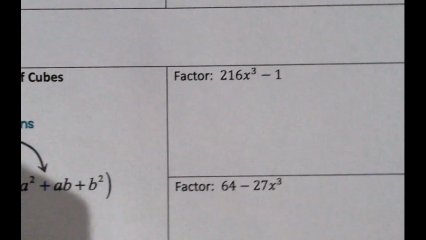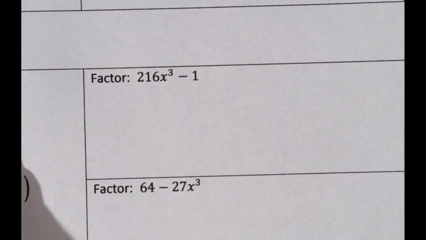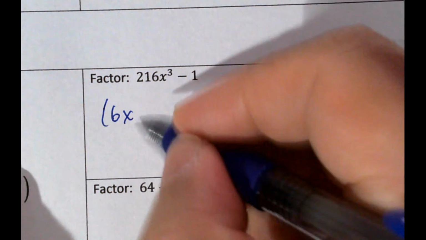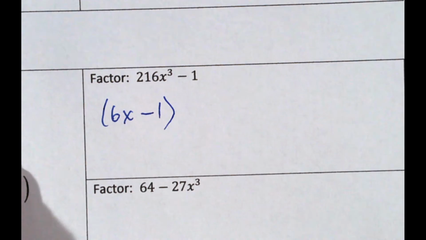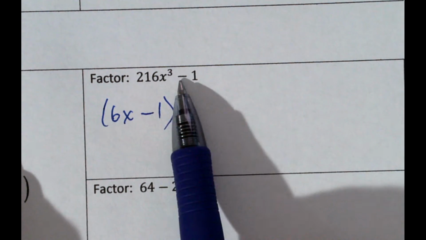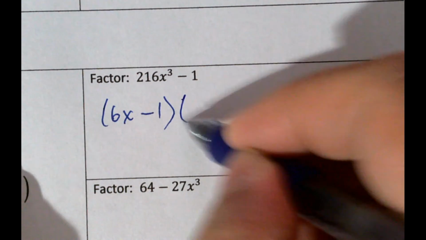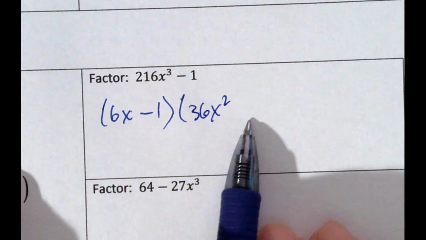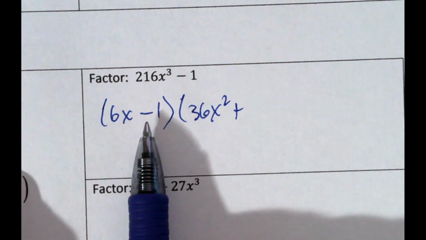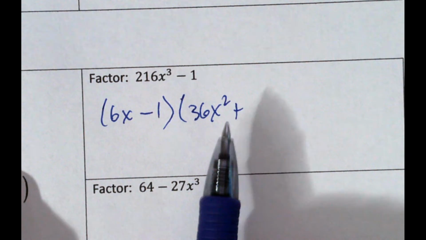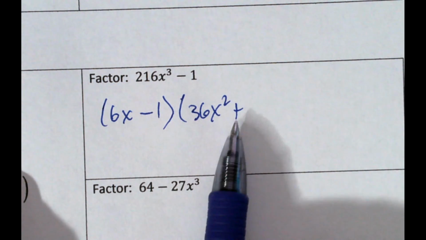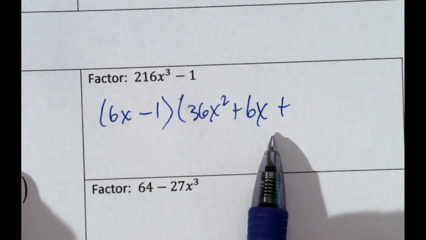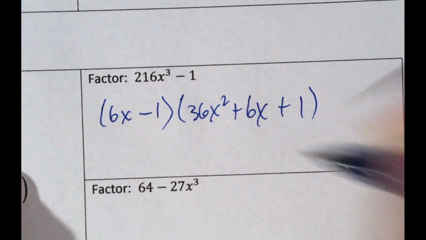So 216. 216 is 6 cubed, so that's 6x. And 1 is a perfect anything. 1 is a perfect cube, perfect square, perfect whatever. So it's 6x minus 1. Keep that sign. And then come over here. Square the first term, so it's 36x squared. Change the sign. If that's a minus, this is a plus. So this is the only sign that changes, the only sign you have to know what to do with. So 6x times 1 is 6x. The last sign is always a plus, and you square that second term, so it's 1. That's it.